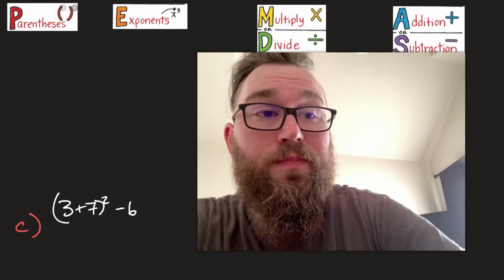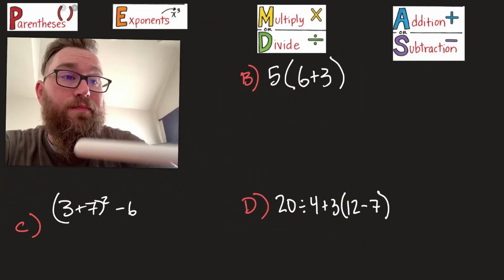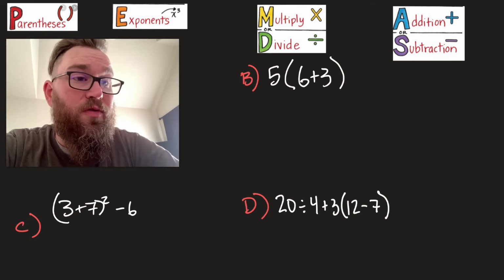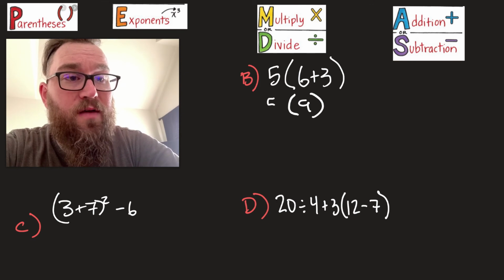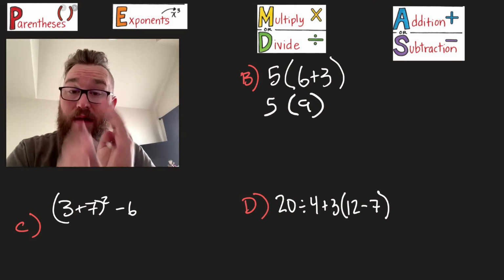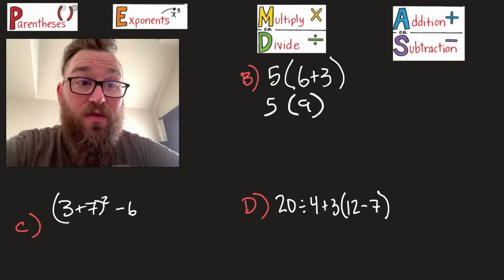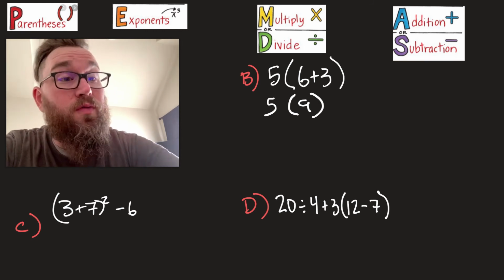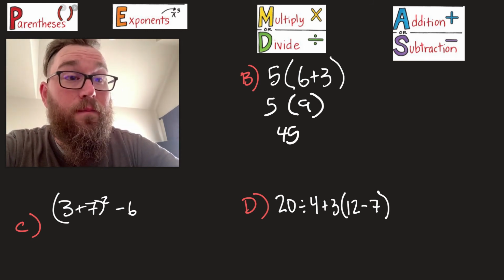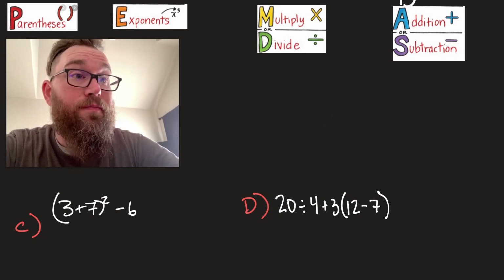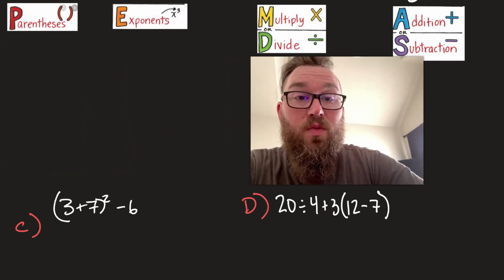Good. All right, B. Got to do the parentheses first. 6 plus 3 is 9. Now I just have these. Now when you have a number next to a parentheses without a symbol in between, it means multiply. So 4 times 9 is 45. What was the answer for B? 45. Okay, so now let's work on C.